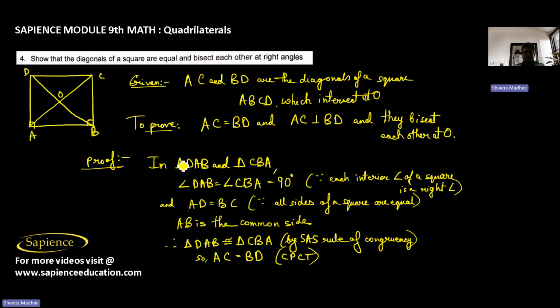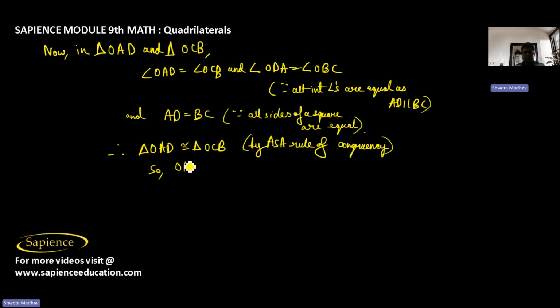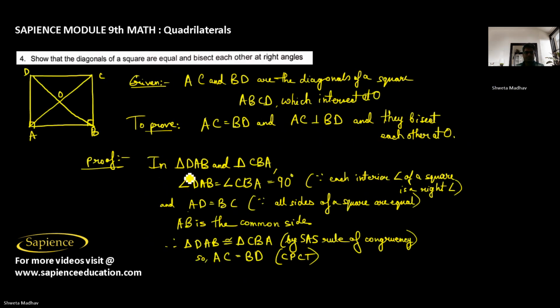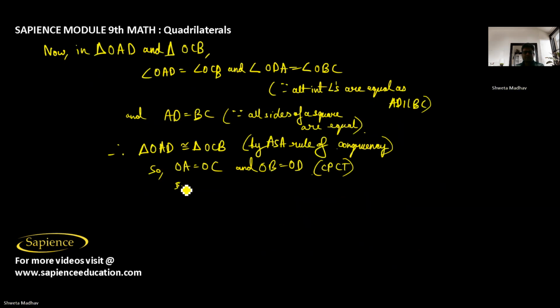So therefore, we can say that OA equals OC and OB equals OD by CPCT. Hence, we can say that the diagonals AC and BD bisect each other at the point O.